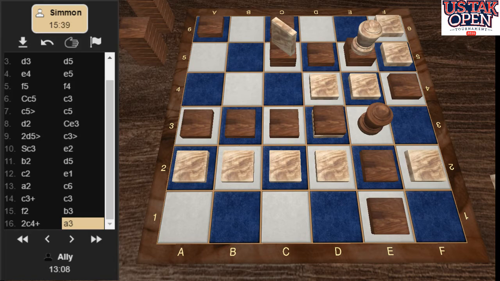Simmon taking a little bit of a think here, but he's got plenty of time. Even all this time he's been using up on the thought for this, he's still at 15 and a half. Ally's down to 13 minutes. But we are 16 moves in, so that's a very, very healthy amount of time still.